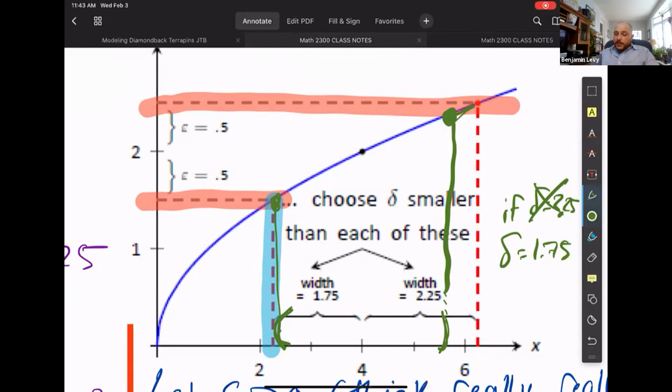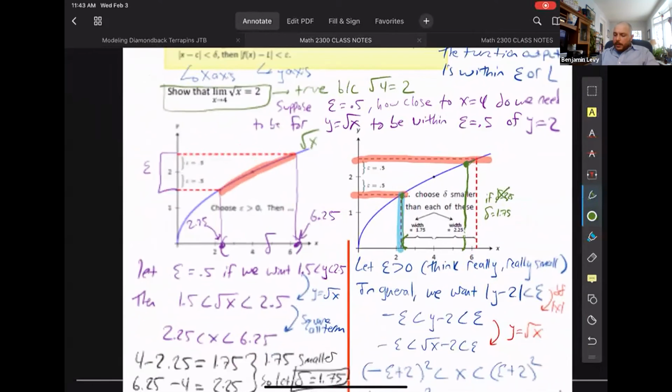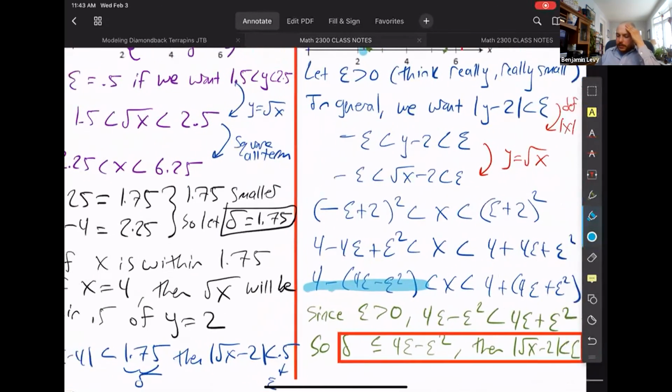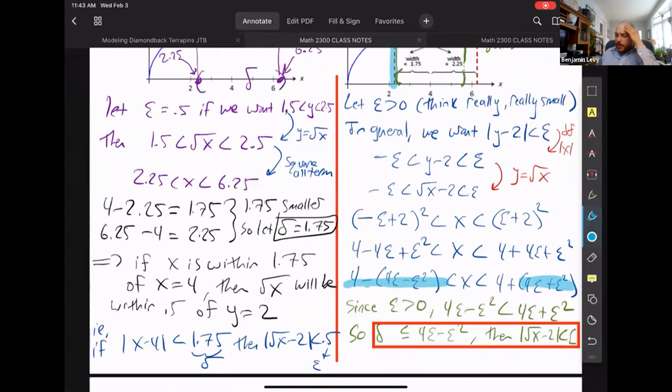And that was just for the specific example. For the general example, it was a little bit more tricky. We have the same kind of thing where we were looking at 4 plus or minus something. Let me zoom out a little bit so you can see it all. That's 4 plus something, 4 minus something. And I was trying to figure out which is the bigger one. It turns out, since epsilon's positive, that when you take something and add a positive number, that's going to be bigger than taking something and subtracting a positive number. And so that's how we figured out which the bigger one was, and that's why we used the smaller one.